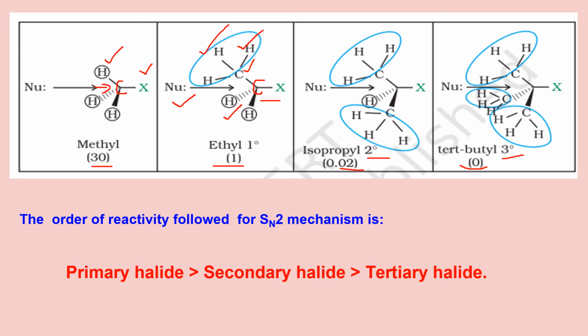So on the basis of this, we can give an order of reactivity for SN2 mechanism only. SN2 mechanism is definitely preferred by primary halides. Why? Because nucleophile has a lot of space to come and attack when the halogen is still intact. Then you have secondary halide and the least would be tertiary halide.